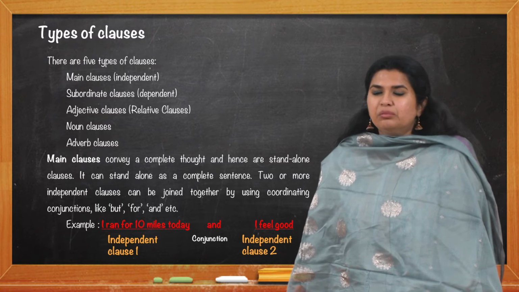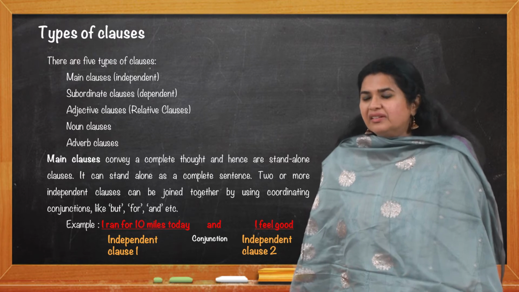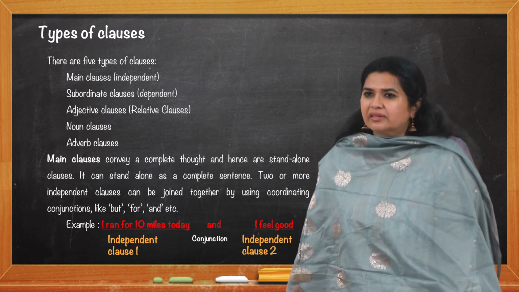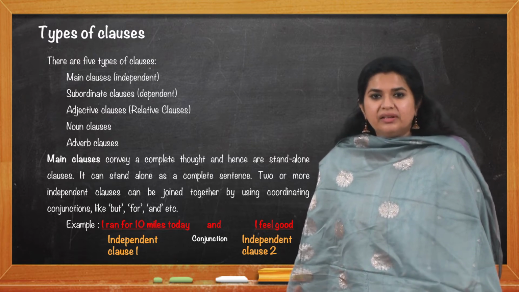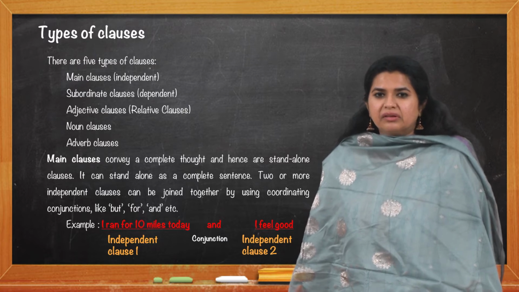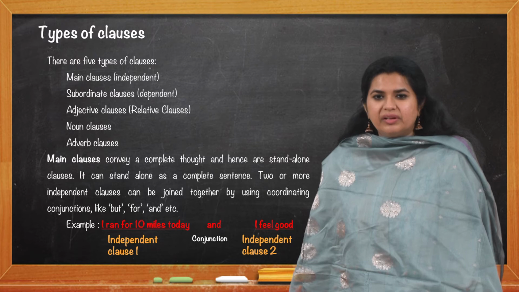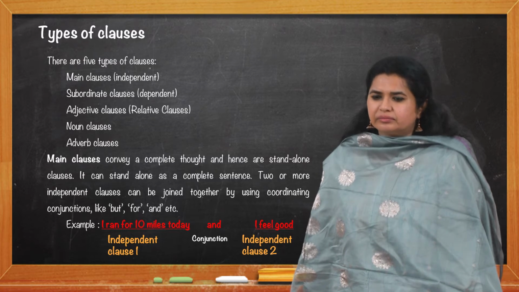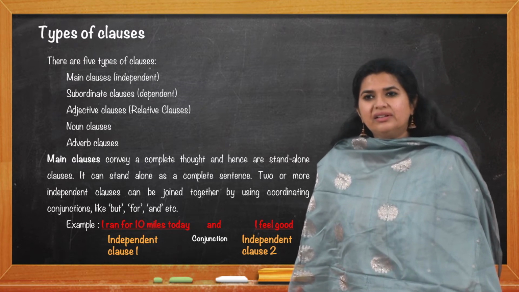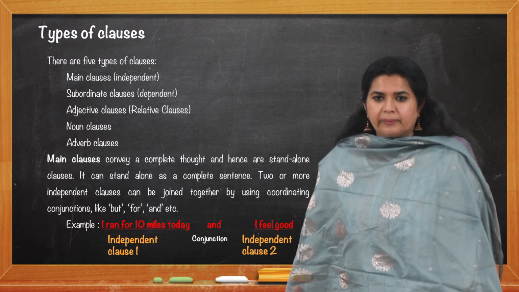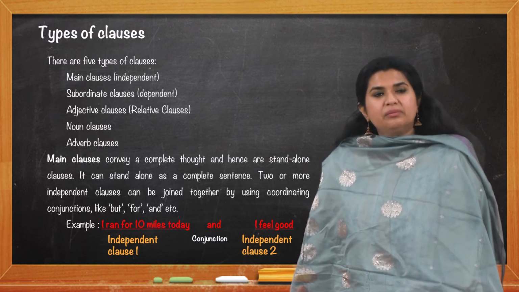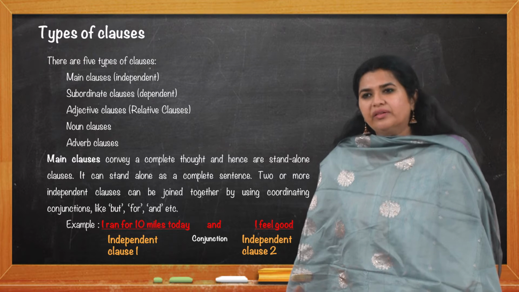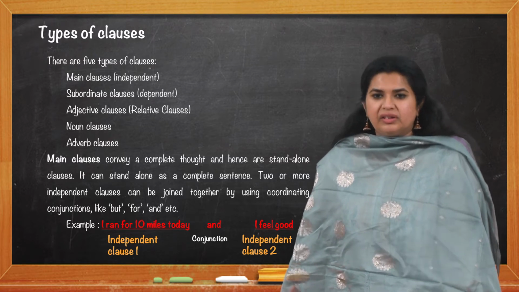I ran for 10 miles today, complete sentence, and I feel good. So, and I feel good, and is the conjunction. So, we are calling this a coordinating clause, and it stands on its own, joined by the conjunction, the coordinator, and. I ran for 10 miles today makes complete sense, I feel good makes complete sense. Two independent clauses joined by one conjunction, and.